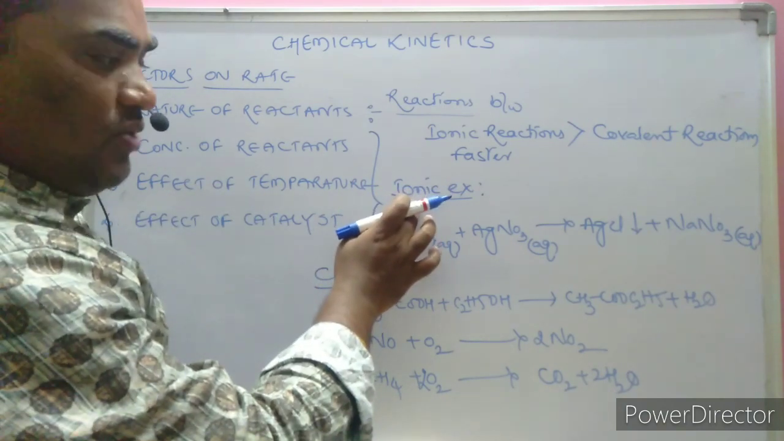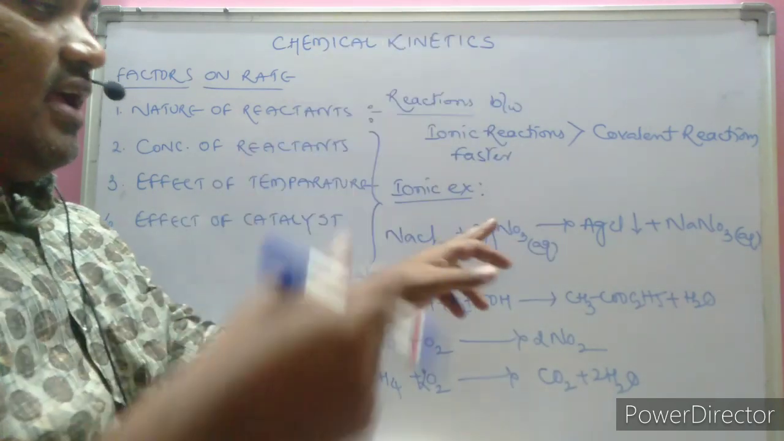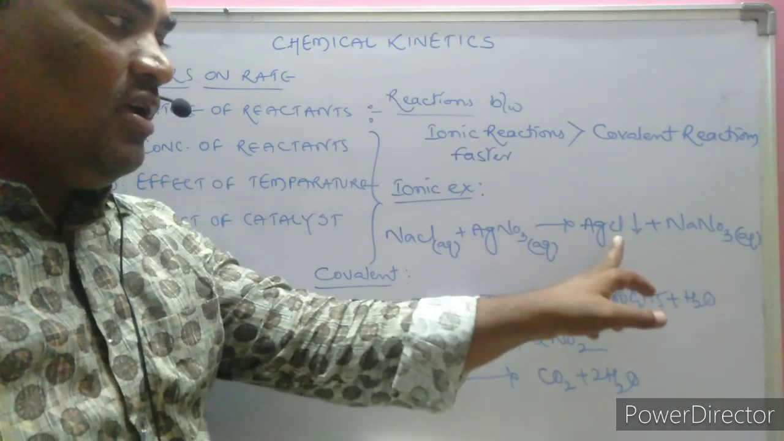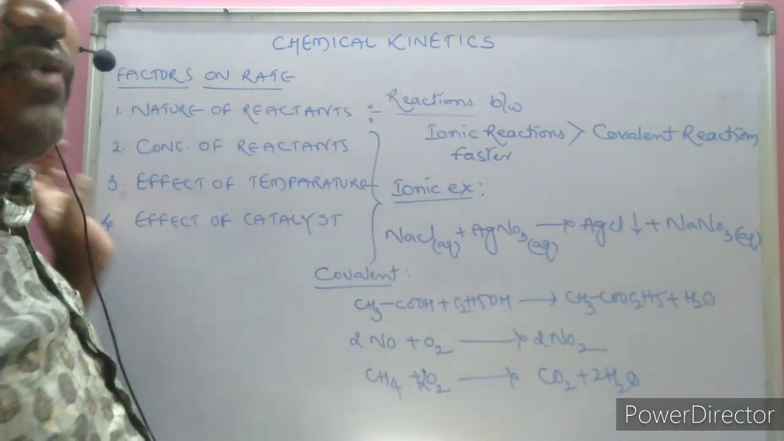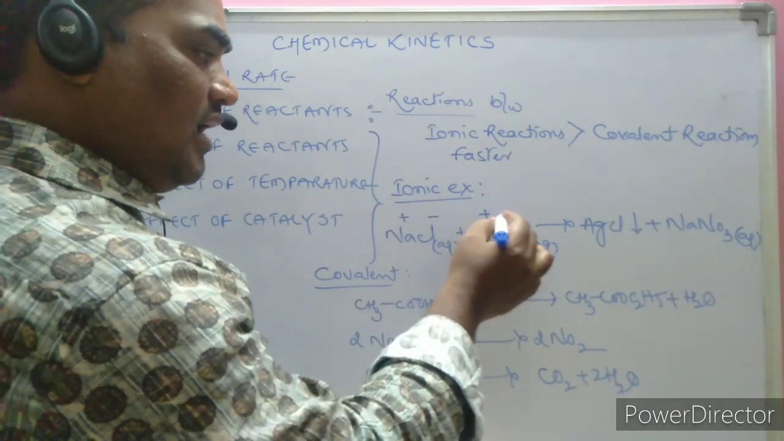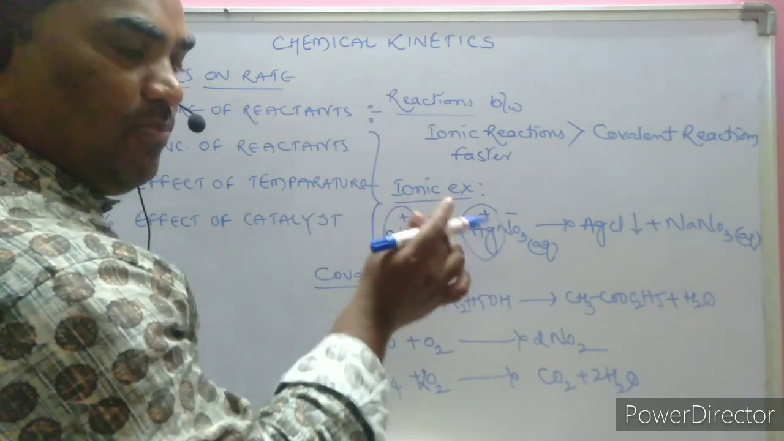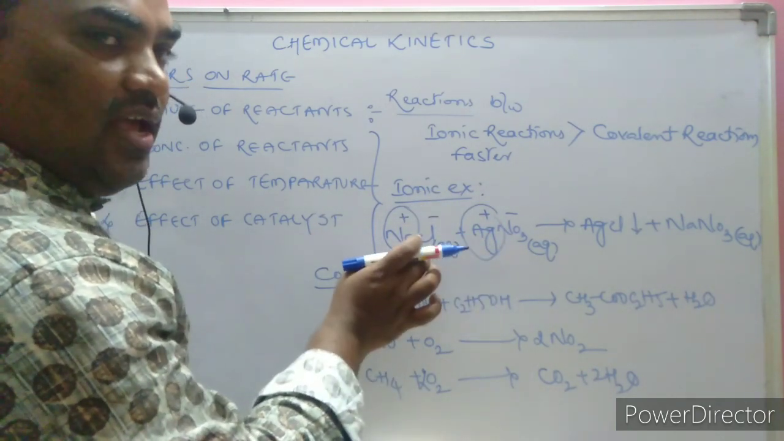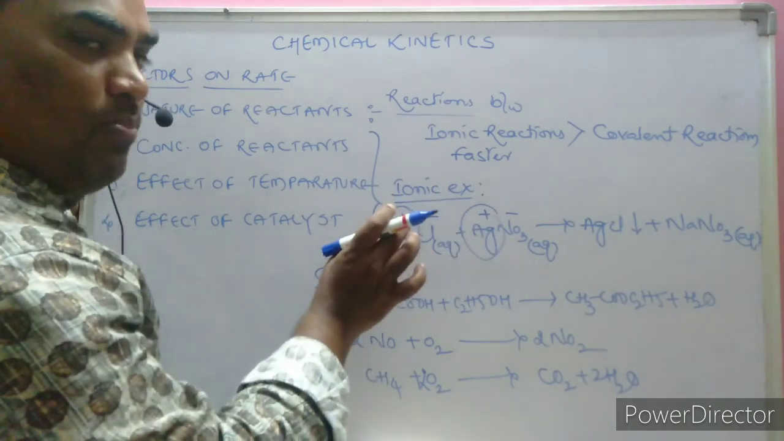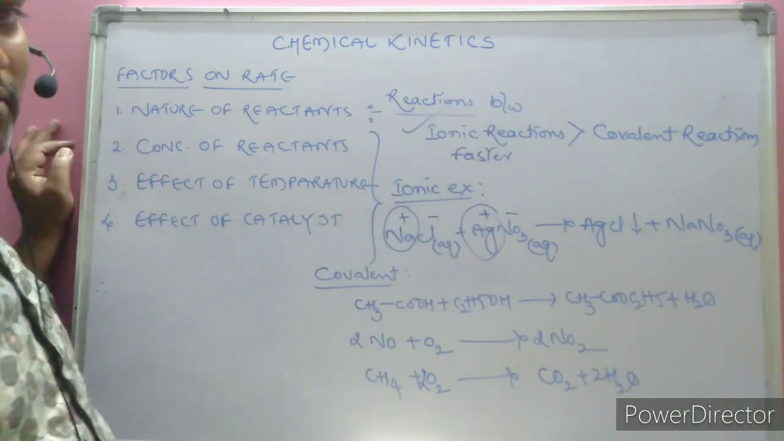With reference to the example, when an aqueous solution of sodium chloride is mixed with an aqueous solution of AgNO3, a curdy precipitate of AgCl is formed immediately. What will happen? Na+, Cl-, Ag+, NO3-. The Na+ place is occupied by Ag+, simply an exchange of ions took place. There is no bond breaking and bond forming. That's why ionic reactions are faster.